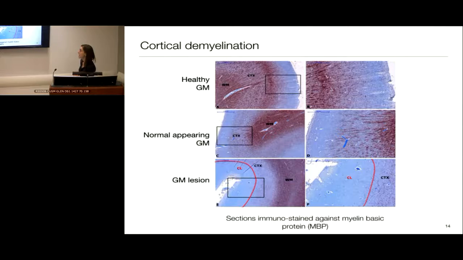Then on the second row, we have a slice from the normal appearing gray matter of our MS brain, where again, you see that nice myelination. On the third row, you have a subpial cortical lesion, which tends to also often occur in the fundus of the sulcus. The red line really delineates the boundary. This column is a zoom in of what you see there. So you really see that there's absolutely no myelin left in the superficial cortical layers.